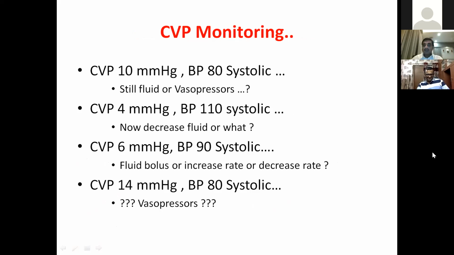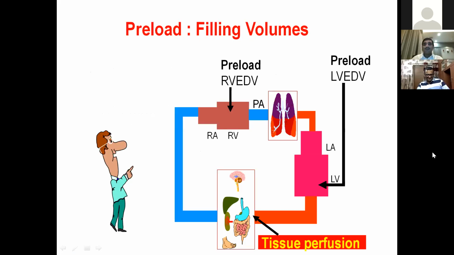CVP low, BP okay. That means the patient doesn't require fluid, or should we decrease fluid? CVP 6, a bit low, but BP 90 systolic. So fluid bolus, or increase rate, or decrease rate? Or CVP very high, but BP 80 systolic. So should we stop fluid and start vasopressors? So and so forth. There are lots and lots of fallacies in CVP monitoring.